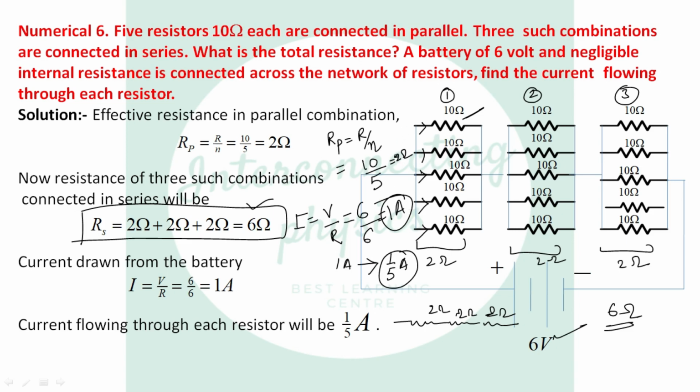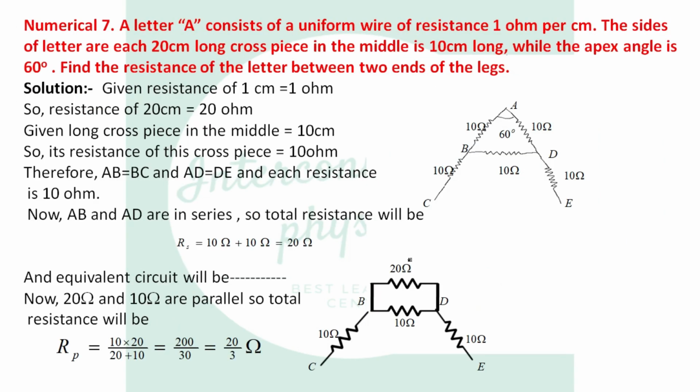And 1 ampere flows across the circuit, because in series current remains the same. But in parallel it gets divided into each resistor by the value 1 by 5 ampere. Now, next numerical, number 7.